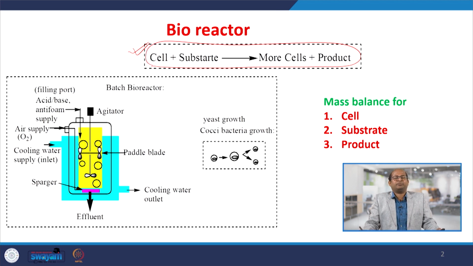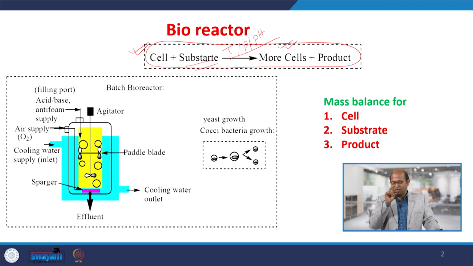For this particular reaction, on the left-hand side you have to use cells to start the reaction. Initially, a small quantity of cells has to be put inside the reactor, and then the substrate has to be charged. You have to maintain a particular temperature, pressure, pH, everything, and then we start the reaction. Then more cells will form, and at the same time the substrate will be converted into the product.